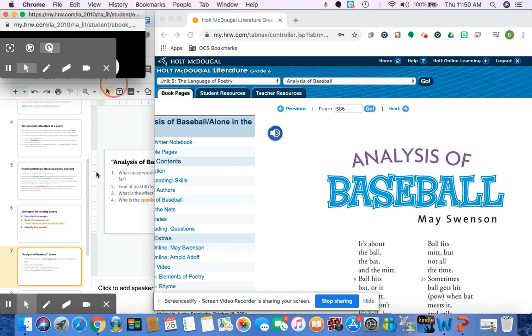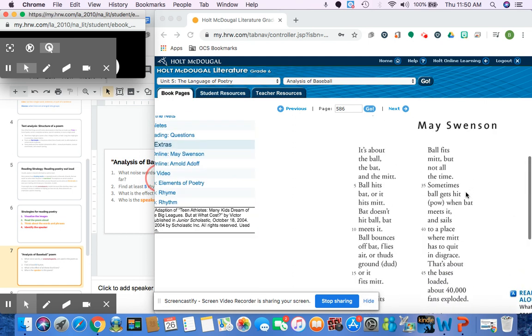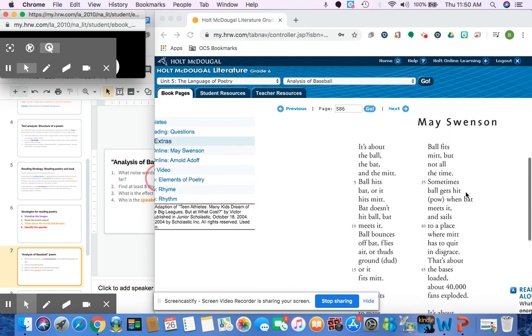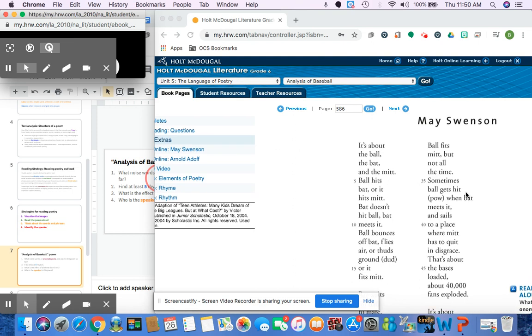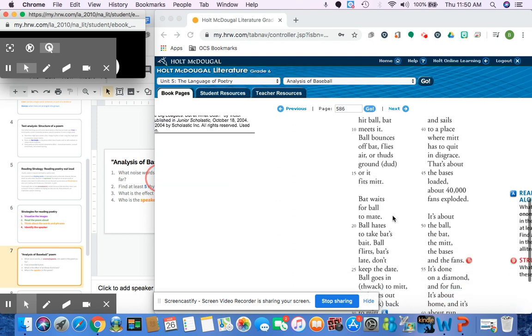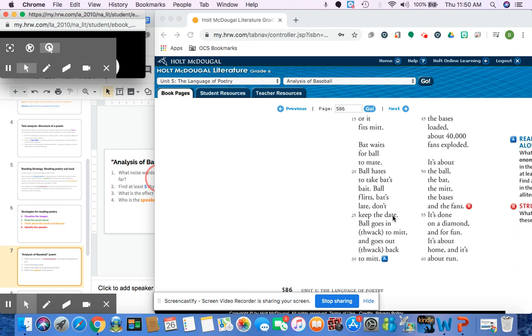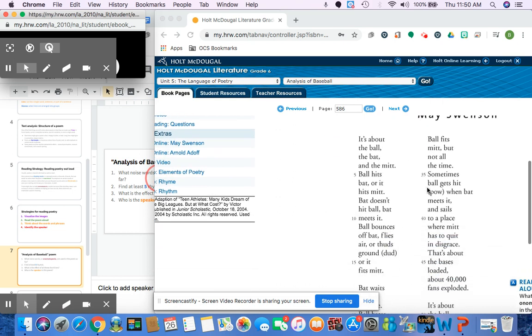It's about the ball, the bat, and the mitt. Ball hits bat, or it hits mitt. Bat doesn't hit ball. Bat meets it. Ball bounces off bat, flies air, or thuds ground, dud. Or it fits mitt. Bat waits for ball to mate. Ball hates to take bat's bait. Ball flirts. Bat's late. Don't keep the date. Ball goes in, thwack, to mitt, and goes out, thwack, back to mitt. Ball fits mitt, but not all the time.